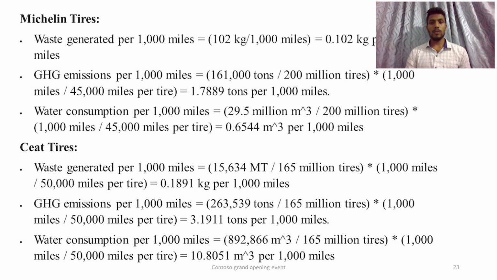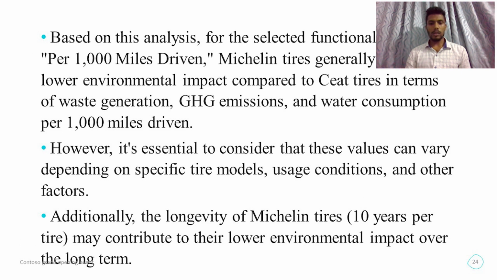While Michelin seems to have a lower environmental impact, it's essential to remember different tire models and conditions can affect these values. Michelin's longer average longevity, 10 years, likely factors into its reduced environmental footprint. To sum up, for our functional unit of per thousand miles driven, Michelin appears more eco-friendly, but as with all things, it's crucial to see beyond just the numbers. Thank you for your attention.